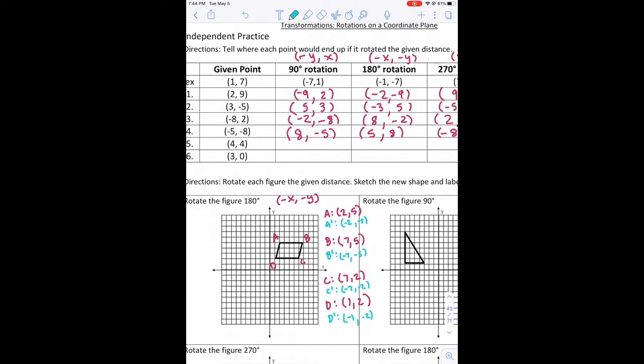So let's see where everything would end up. So -2 and then -5. 1, 2, 3, 4, 5. This is where my A prime is. (-7, -5). So 2, 3, 4, 5, 6, 7. Right here. That's B prime. C prime is (-7, -2).